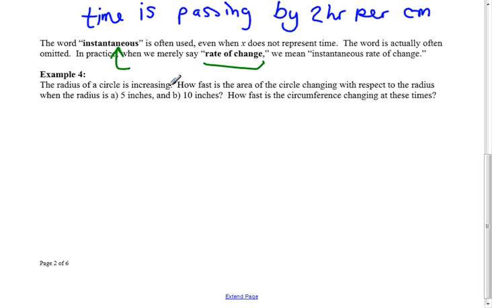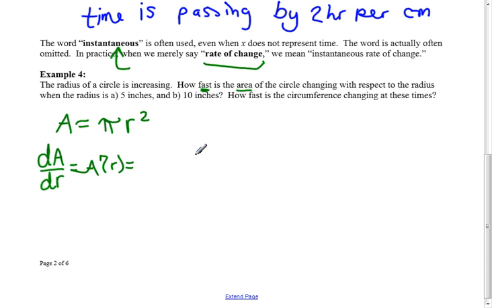So we have the radius of a circle is increasing. How fast is the area changing with respect to each of these? Okay, how fast? That's a rate. So how fast is it changing? Well, of course you guys all remember this. Area equals pi r squared. Okay, and we want to know how fast is it changing. So we're talking about the derivative. And I'm going to write it in both forms. It's changing with respect to its variable r, okay, or A prime of r. The derivative of that, now pi is just a constant, so it's going to be 2 pi r.